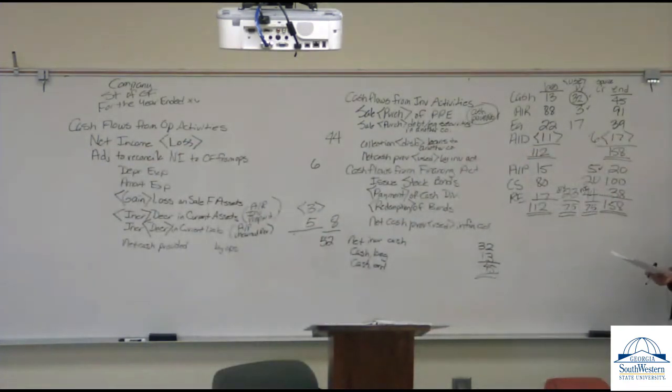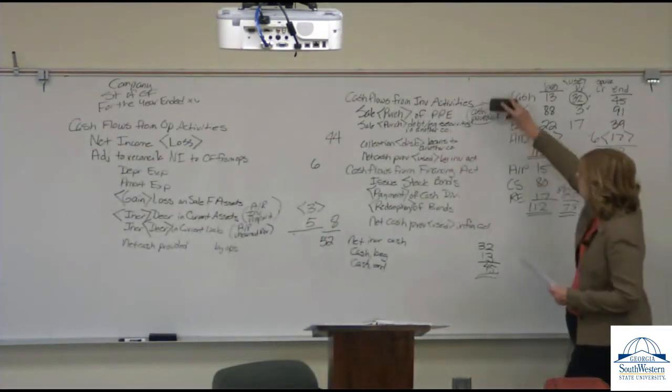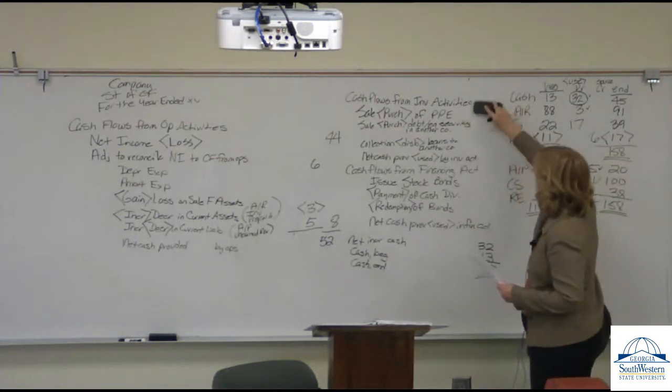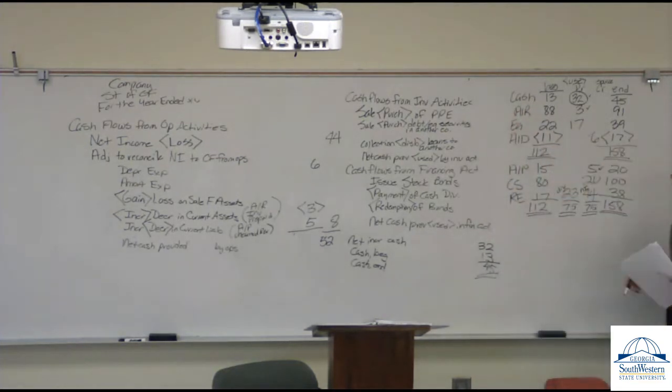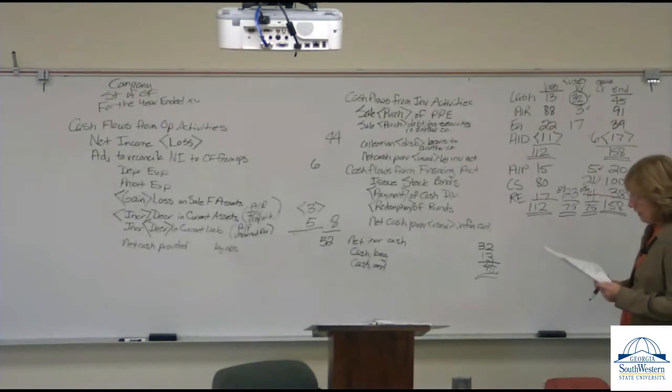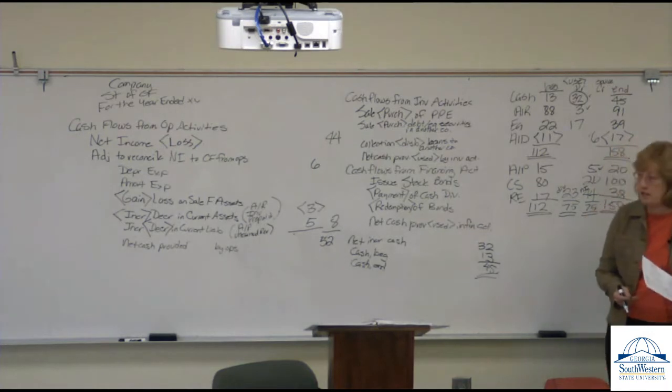Okay, so now we're going to go to the investing activities. And investing activities would be if we sold or bought what? Primarily equipment, right? Or property, plant, equipment, land, equipment, stuff used in the business. And did we do that? Yeah.